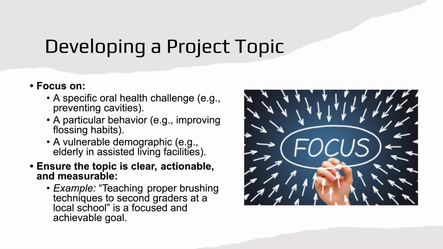We want to make sure we're focusing on a specific oral health challenge. We want to look at a particular behavior potentially. And then we can also look at a vulnerable demographic. We want to ensure that whatever our topic is, it's clear, it's actionable, and it's measurable. So an example would be teaching proper brushing techniques to second graders at a local school. We're very focused, our topic is teaching proper brushing techniques. We're not just doing oral health care. That's too broad. We need to focus in on a specific thing that we can teach.